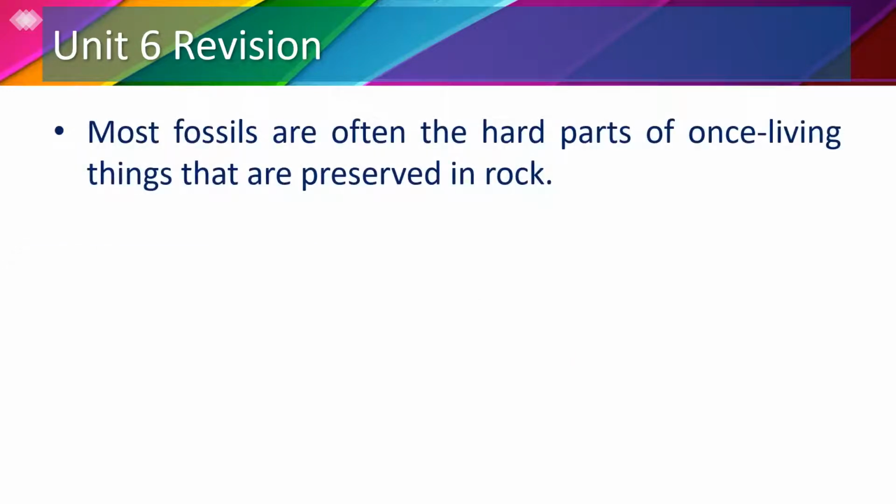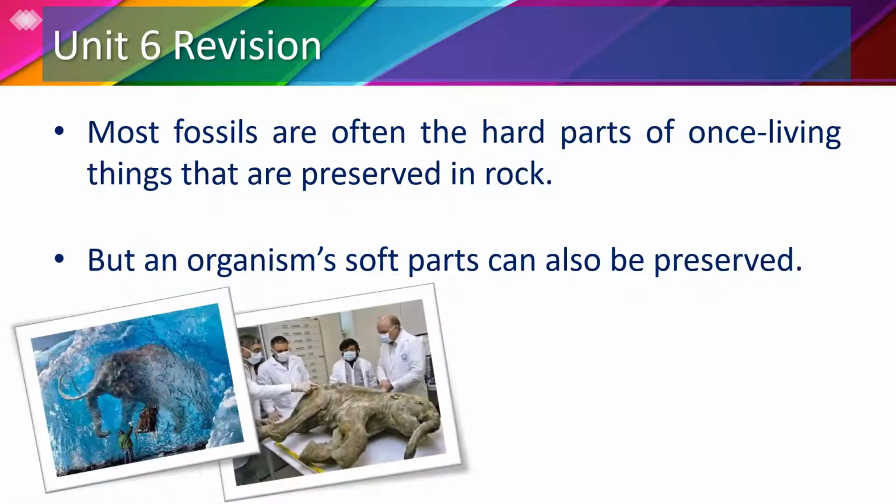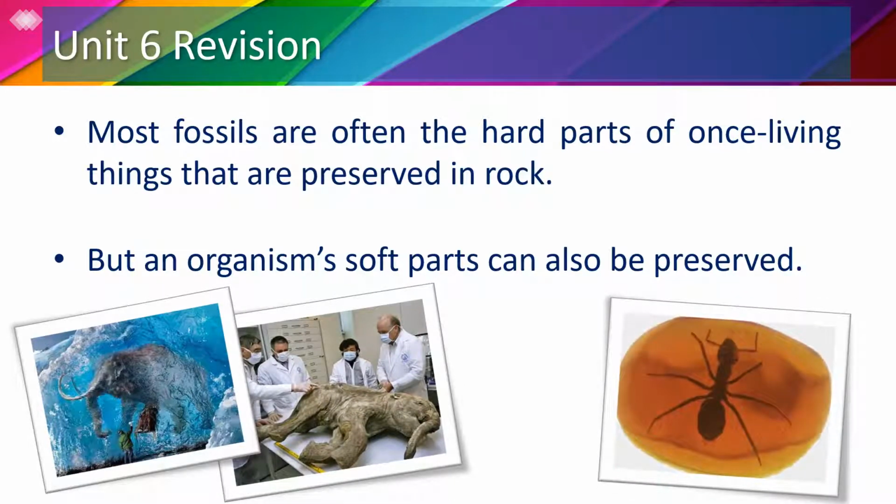Most fossils are often the hard parts of once living things that are preserved in rock, but an organism's soft parts can also be preserved. Organisms can be frozen in ice, like this mammoth, or they can be trapped in amber, like this ant, and this is how their soft parts would be preserved.